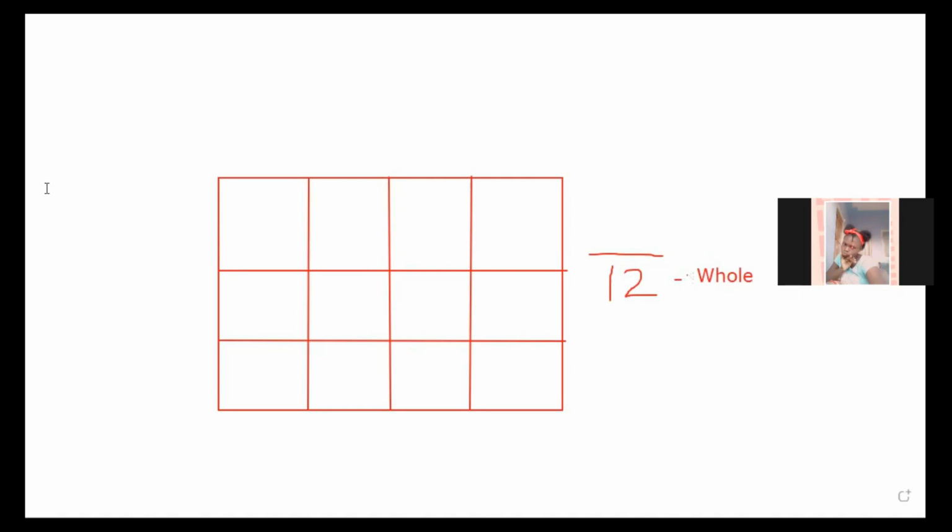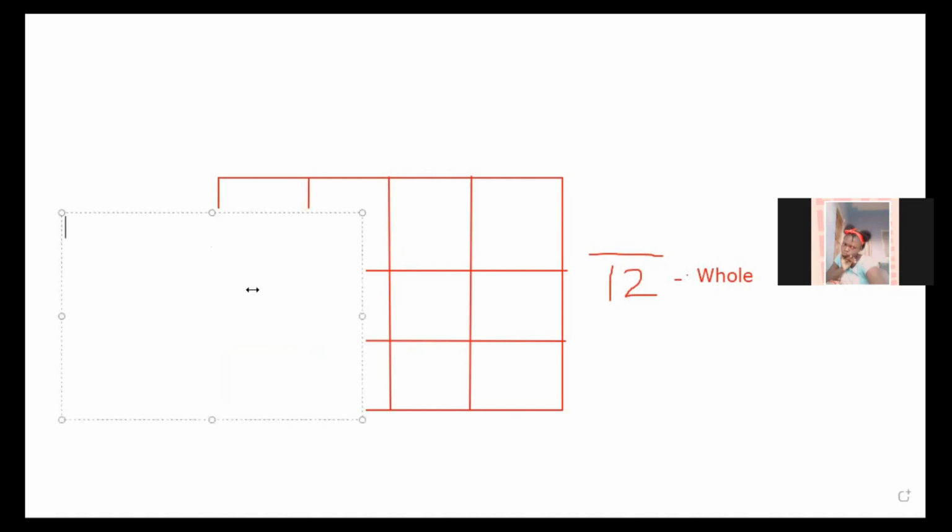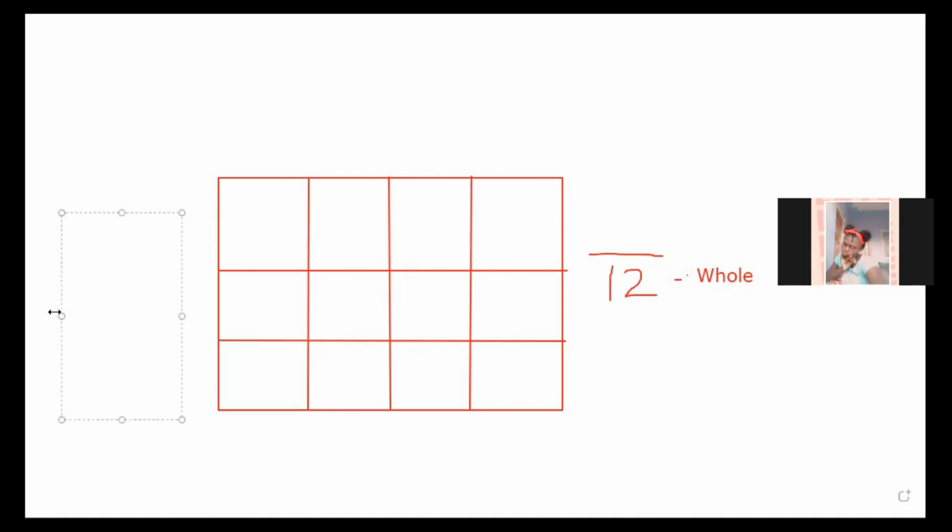So how do we find 1/3 of 12? Simple, we divide 12 by 3. So it's a third, we divide it by 3. If it was a quarter, we divide it by 4. If it was 1/5, we divide it by 5.